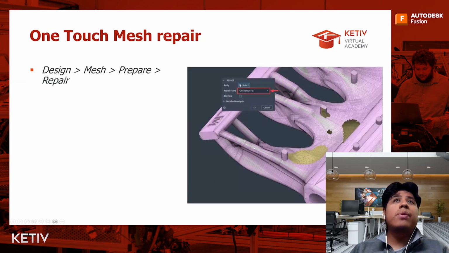Okay, next one, and this one I don't have a sample to bring up, but inside of Mesh, there's now one touch fix. This allows you to repair meshes a lot quicker. So using a little bit of intelligence, it can pick up any open loops that need to be repaired on a mesh, and it can help you fix it with a single click.